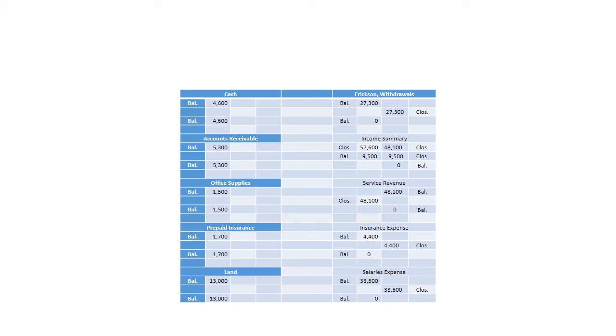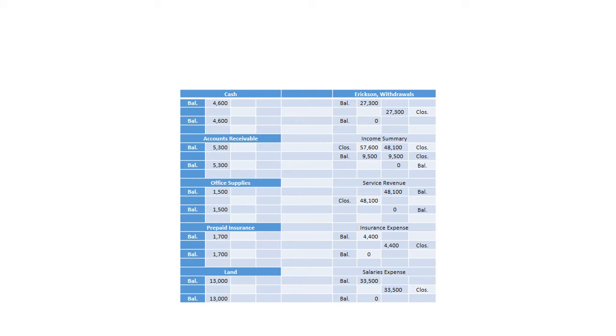But step 3 then says, okay, we got to get rid of that $9,500 debit balance. So we're going to credit the income summary, and you'll see it in a second. We're going to debit capital. And that's what should happen. A net loss should decrease capital when you're closing out the balances.